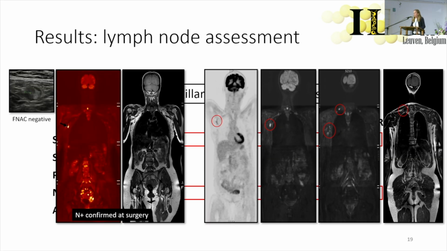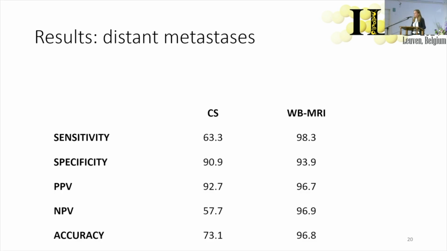Here's an example of a patient who had an ultrasound of the axilla, and there was some nodular thickening of the cortex. The patient had a fine needle aspiration, but it came back negative. However, on the imaging, it was very bright, as you can see, and it was also confirmed at the final pathology that there was a positive lymph node in the axilla. But furthermore, there was also a positive lymph node in the supraclavicular region.